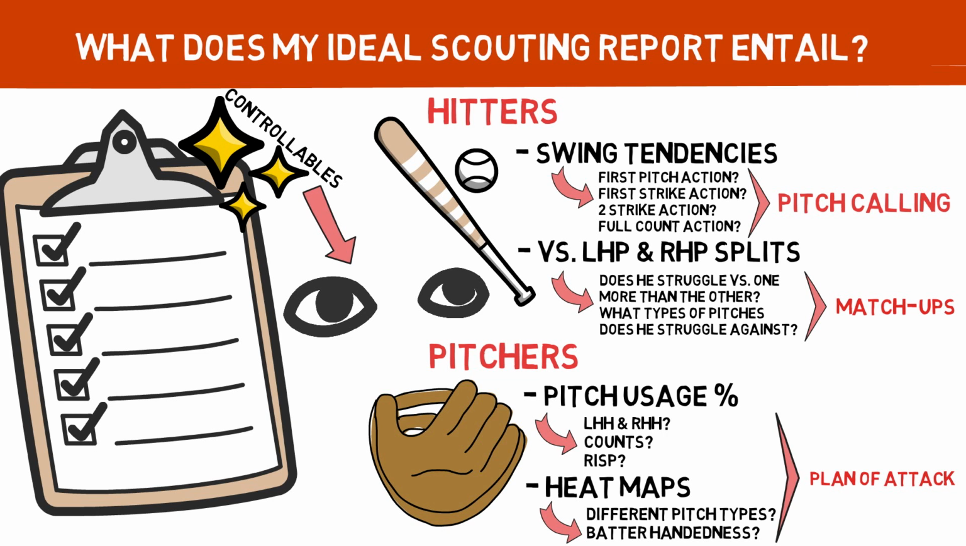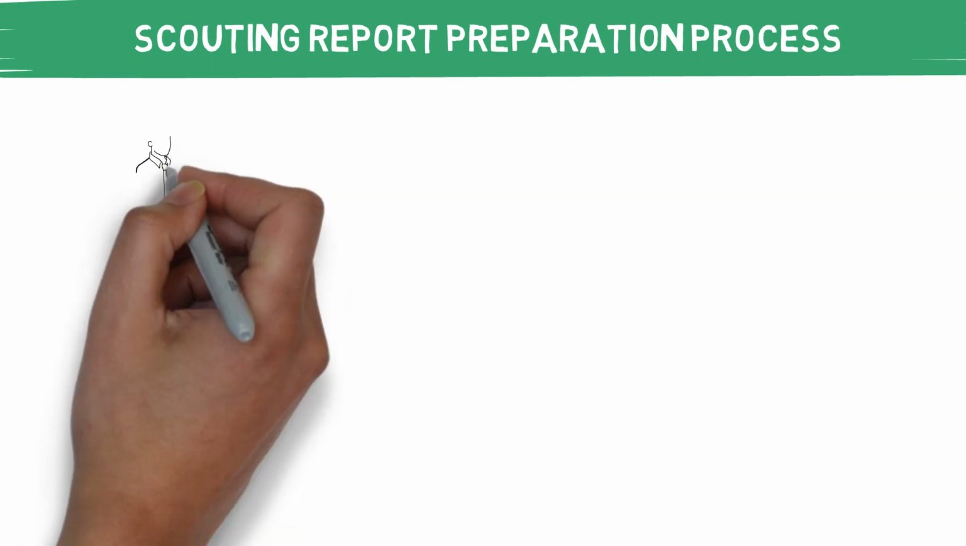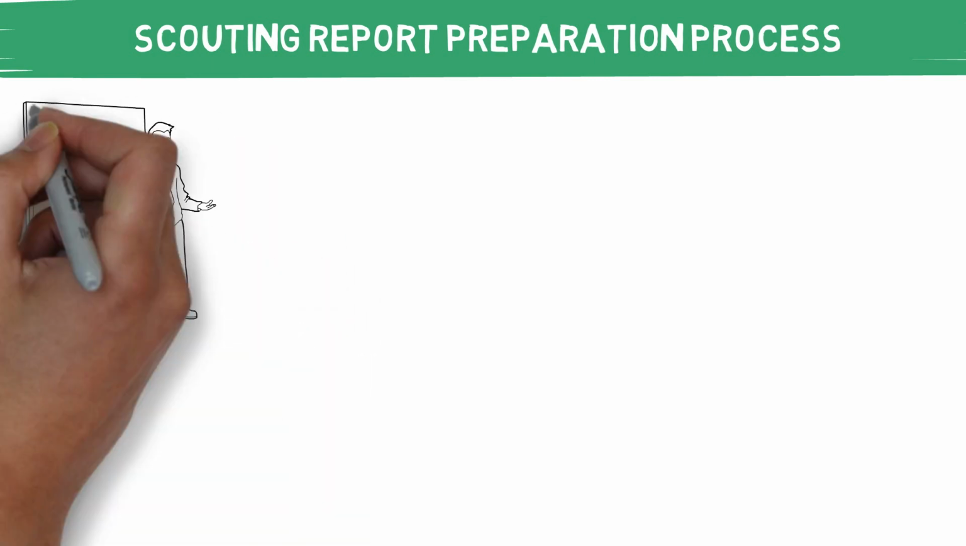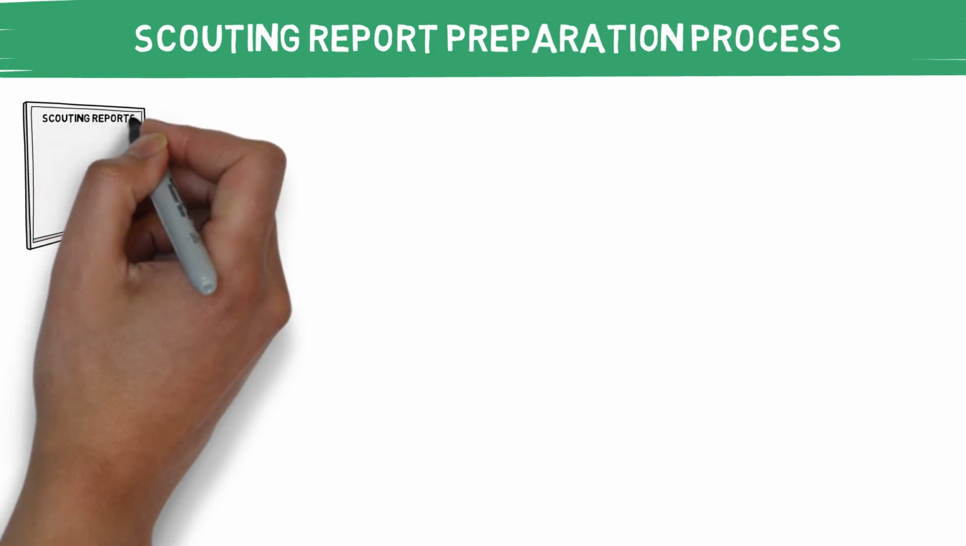It's all stuff you can see with your eyes. So what does this process look like in action for me? This is what my ideal process looks like. It starts with me indicating what factors are important and organizing them into a template that we will use that year for our scouting reports for hitters and for pitchers.